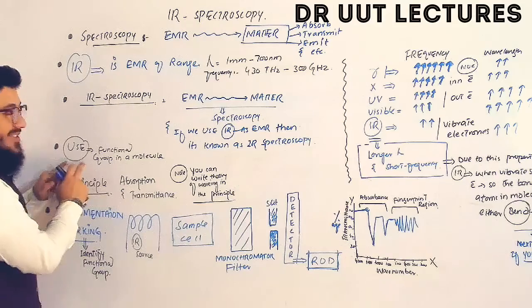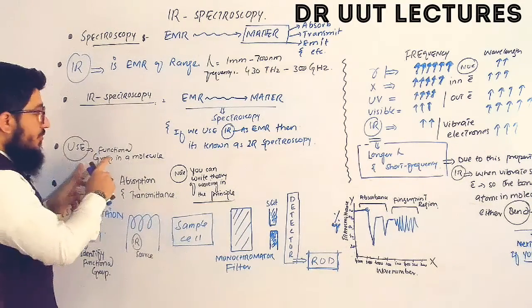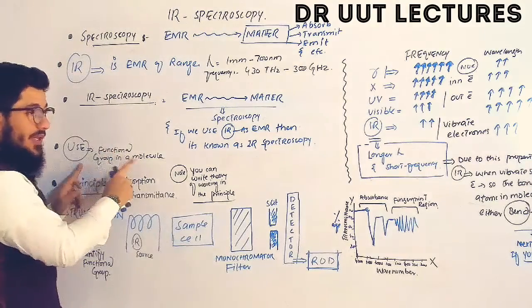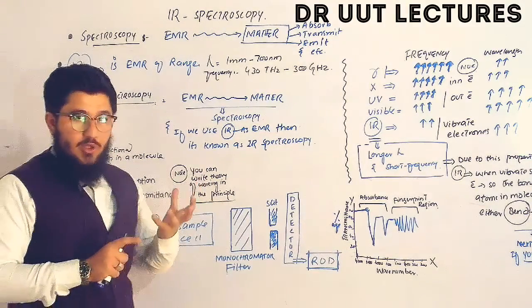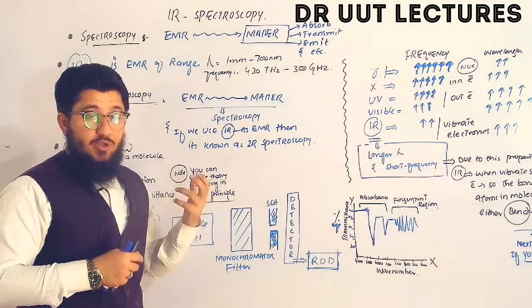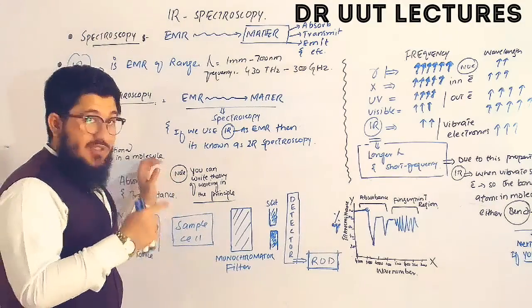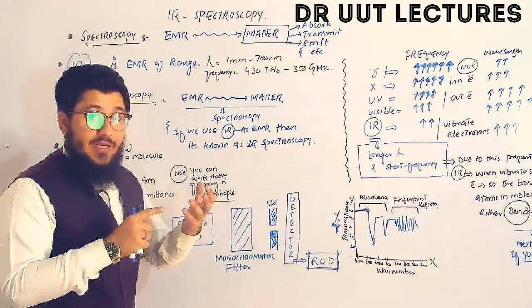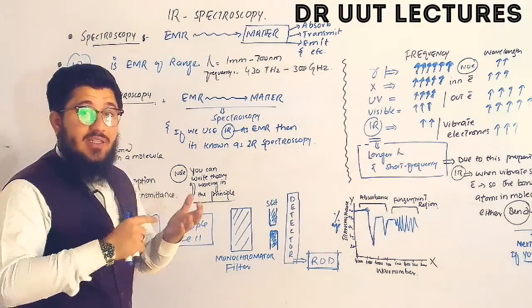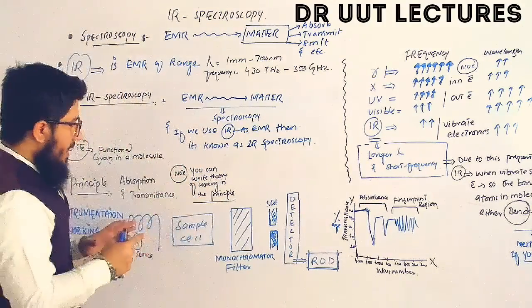Now let's come towards the next point, that is the use. What do we use this spectroscopy for? The very use is that it is used for the identification of functional groups in a molecule. When we have a molecule, and in that molecule we want to find the functional group, then we will use IR spectroscopy. I mentioned the word molecule because this spectroscopy is functional when we are studying a molecule, and more specifically when we are finding the functional group in a molecule.